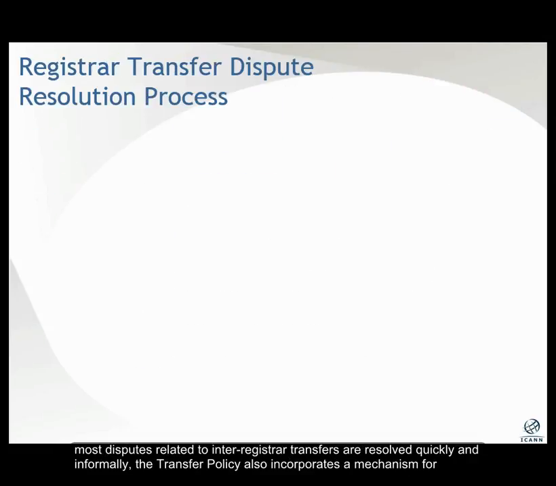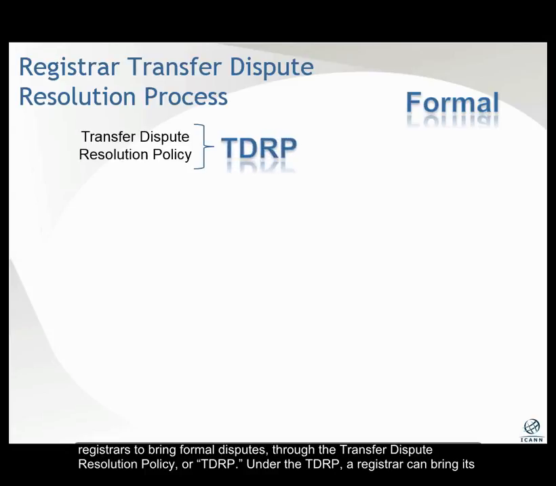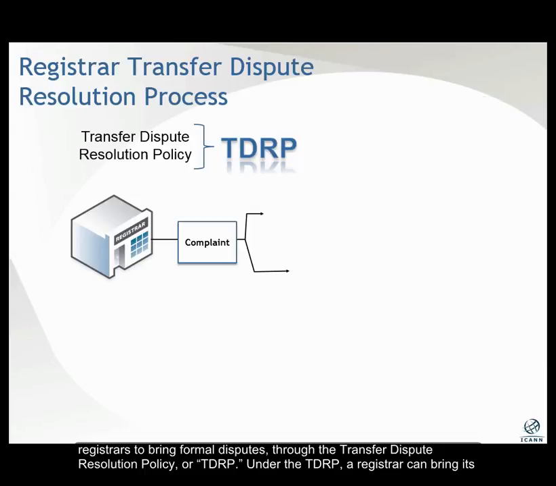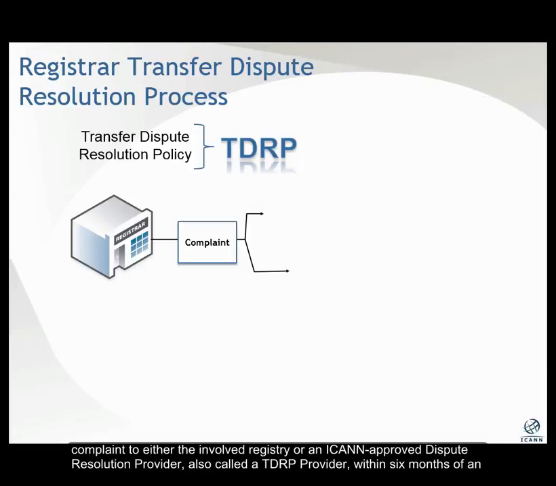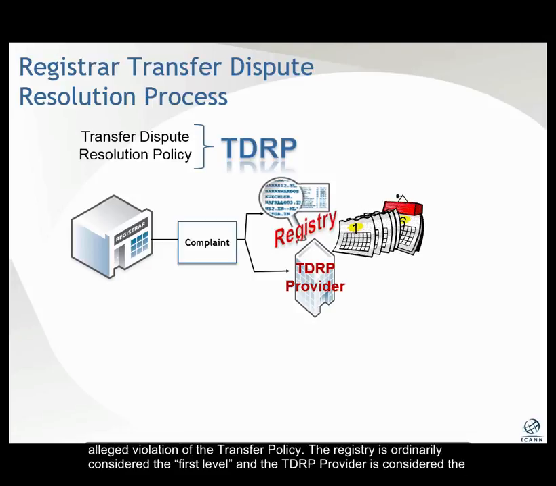Although most disputes related to inter-registrar transfers are resolved quickly and informally, the transfer policy also incorporates a mechanism for registrars to bring formal disputes through the Transfer Dispute Resolution Policy, or TDRP. Under the TDRP, a registrar can bring its complaint to either the involved registry or an ICANN-approved dispute resolution provider, also called a TDRP provider, within 6 months of an alleged violation of the transfer policy.